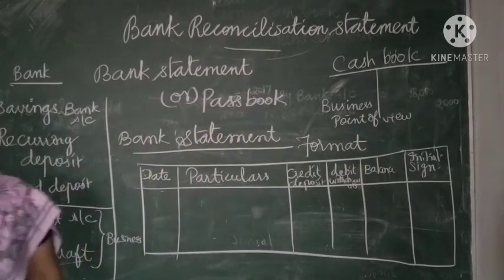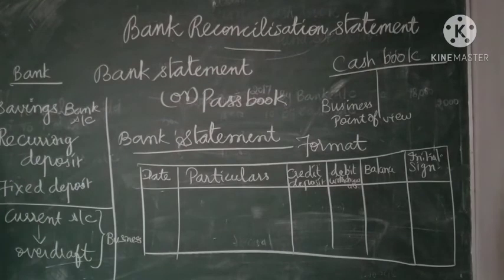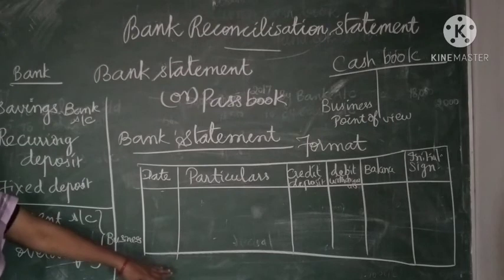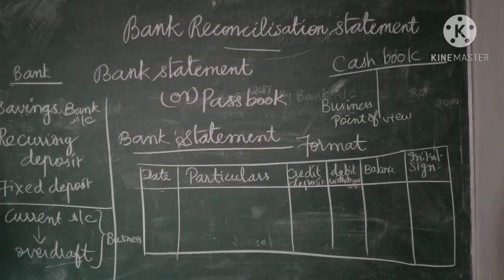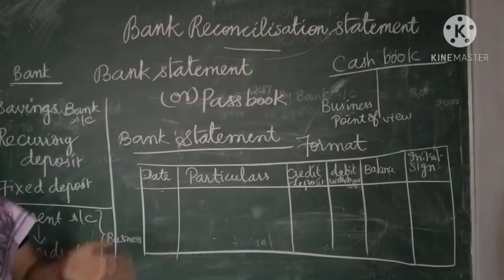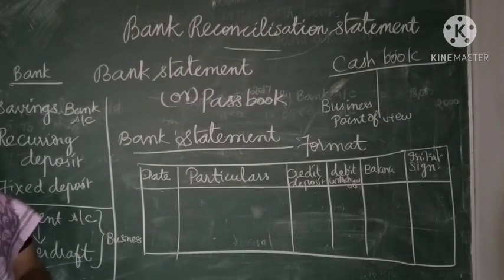Whereas the passbook is prepared from the bank point of view. Why is there a difference? This is because the bank is a debtor for the business. Bank wants to repay the money, isn't it? Whatever money we are depositing should be repaid by the bank. So the bank is a debtor.